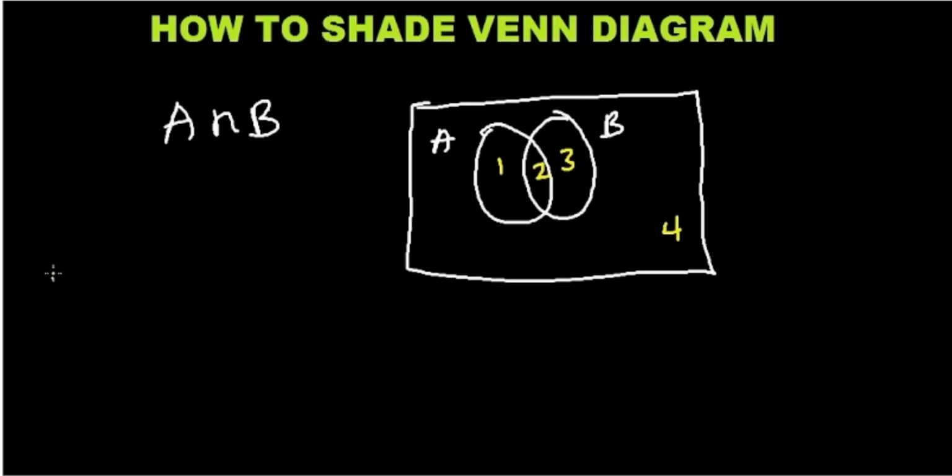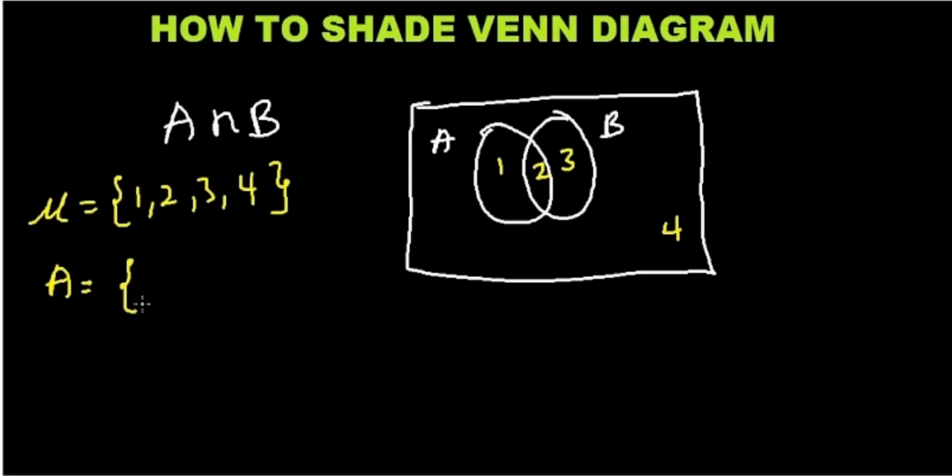So you want to get your A. Firstly, your universal set. The universal set is all the numbers here, that is 1 to 4: 1, 2, 3, and 4. That's your universal set. Then what are the numbers that pertain to A? In A you can find 1 and you can find 2. It's everything that pertains to A in this bracket. So that will be 1 and 2.